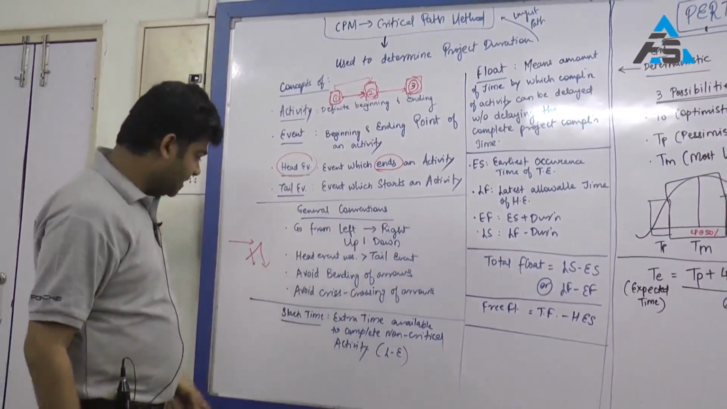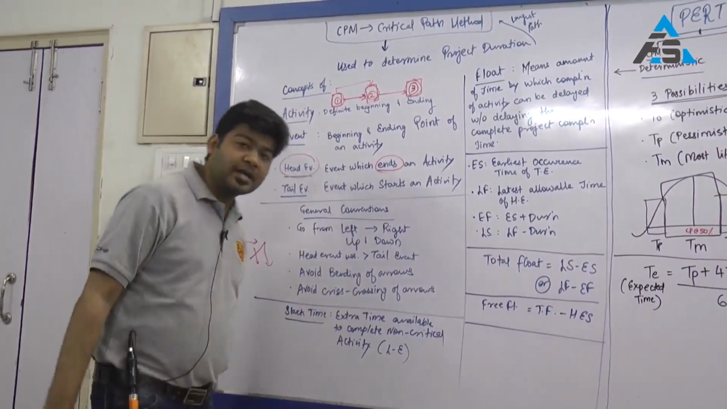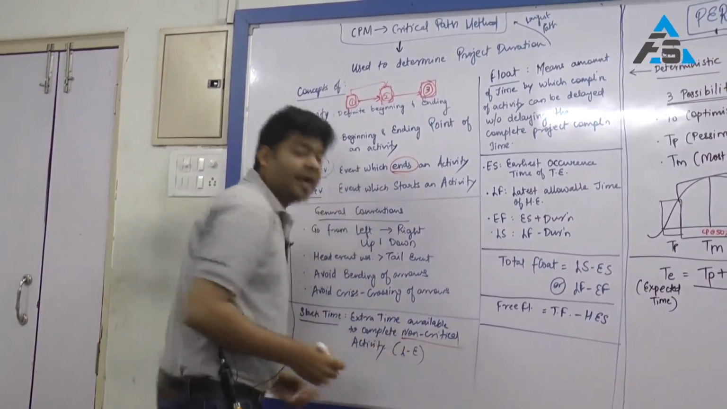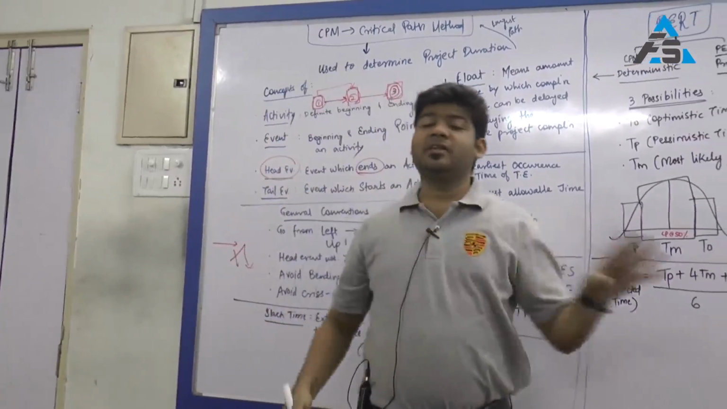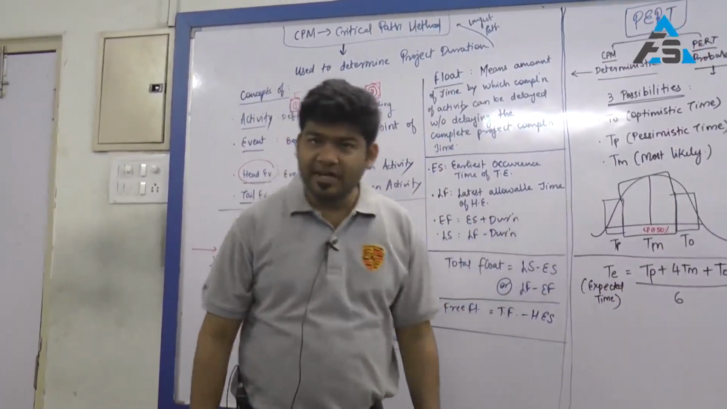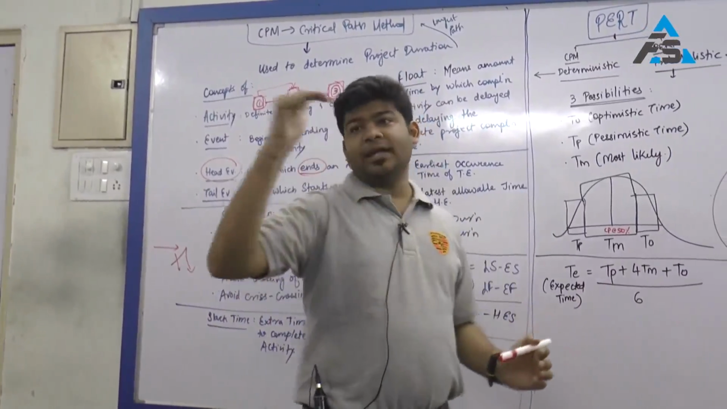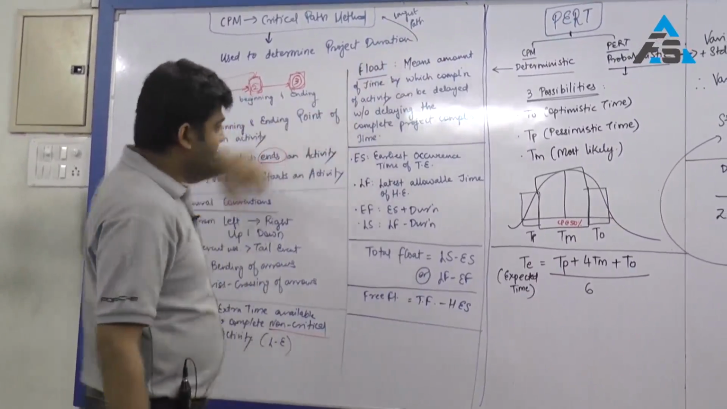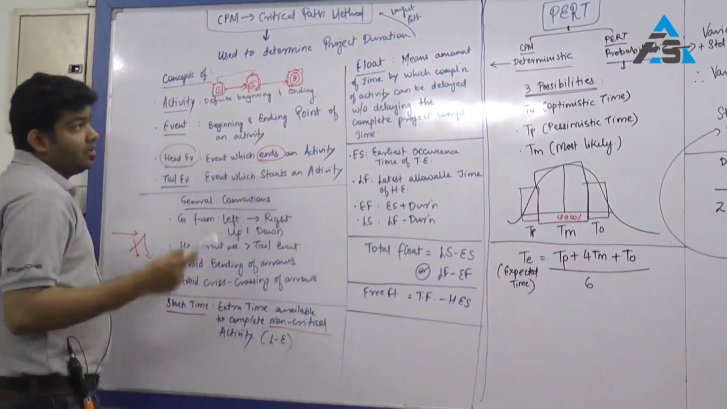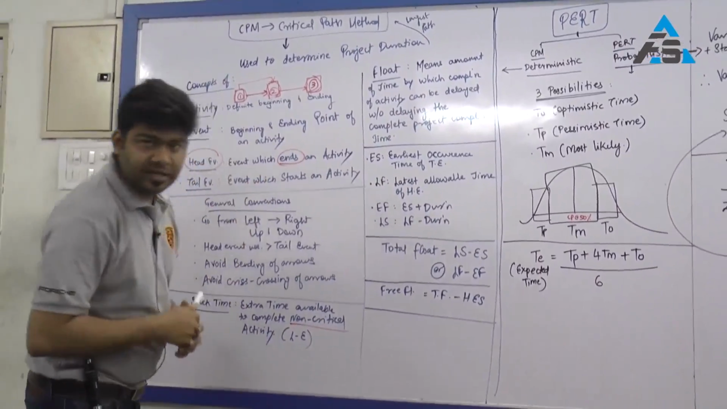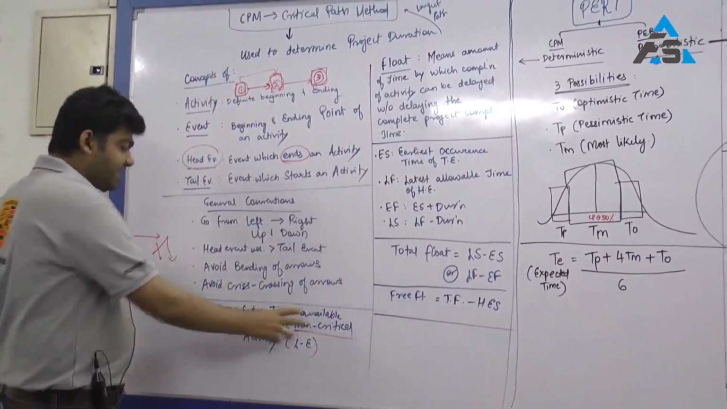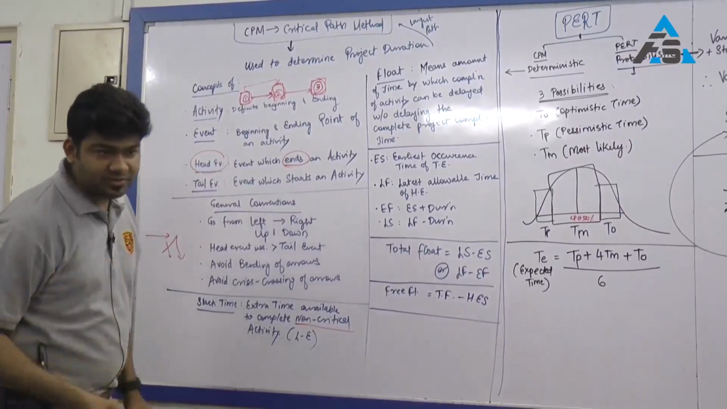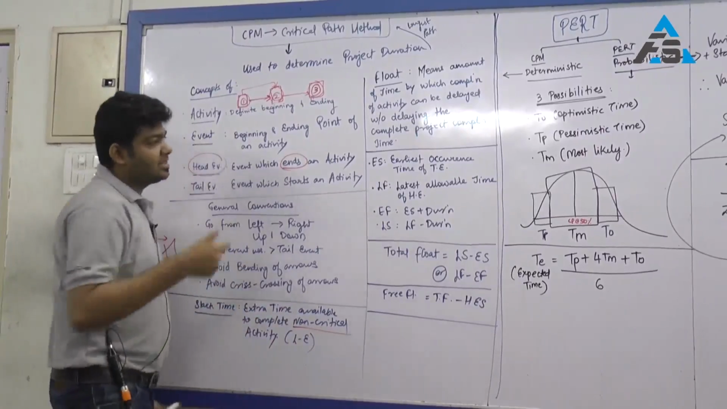Then come certain concepts. One is the concept of slack time. What is slack time? Extra time available to complete non-critical activities. Critical activities will never have any slack time, will never have any floats, the reason being that they in any case have the longest path. So if they have the longest path, there is no scope whatsoever left for the critical activities to have any slack or float. But as far as non-critical activities are concerned, definitely they can be delayed, and the duration for which they can be delayed is called the slack time.